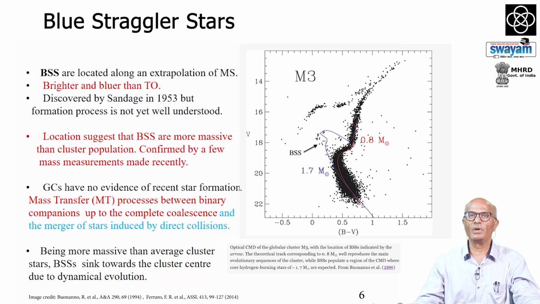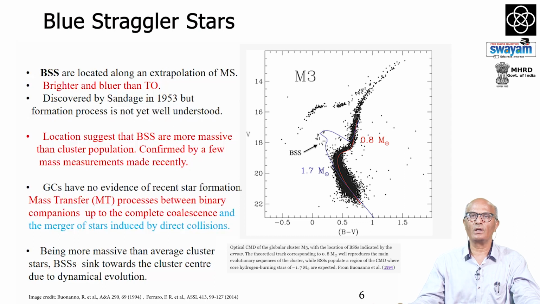Right in the beginning people had doubts, and in fact, this type of object was discovered by Sandage as early as 1953. But the formation process was not understood, and it took more than a couple of decades to really understand them. UV observations taken with satellites like AstroSat have started contributing significantly to their understanding.